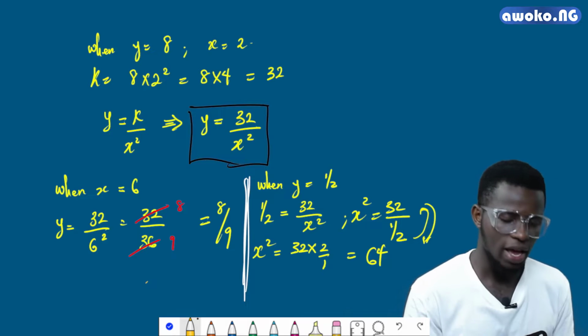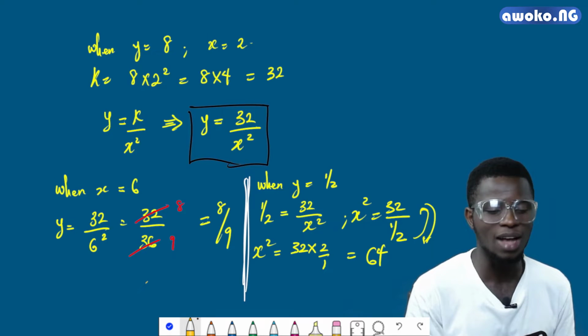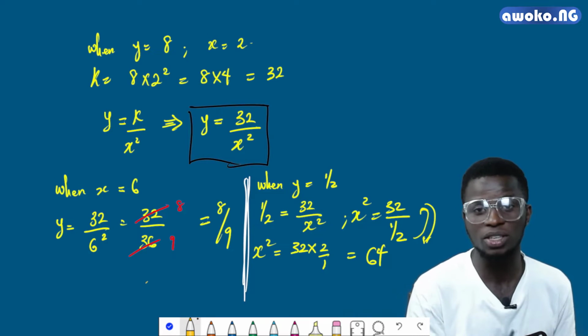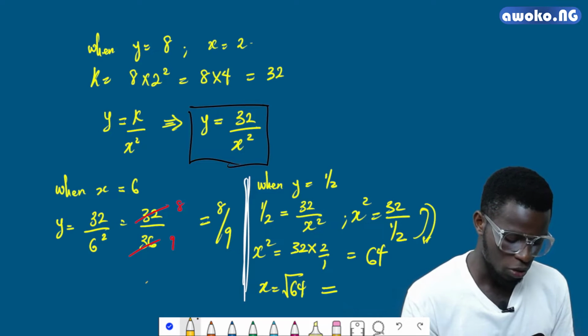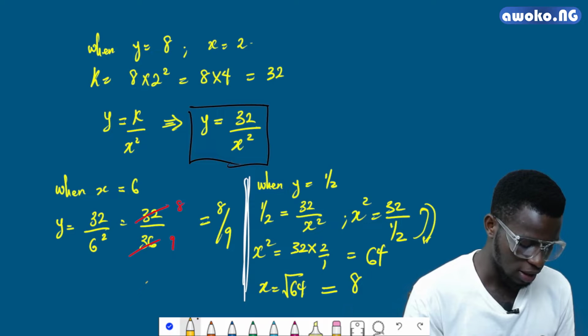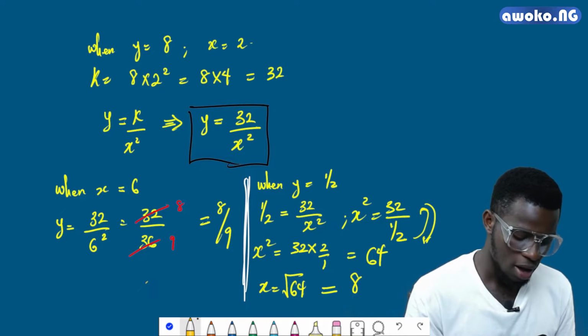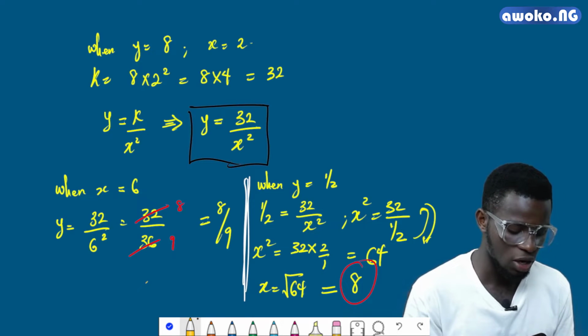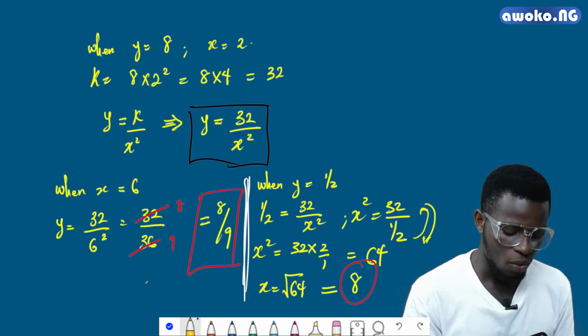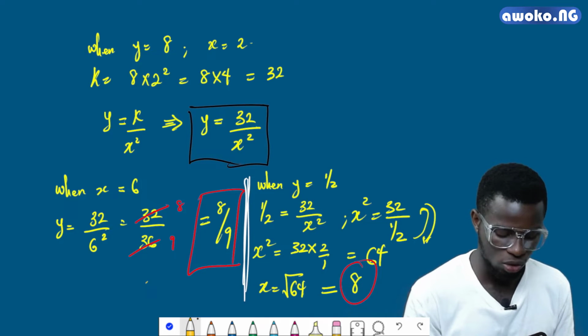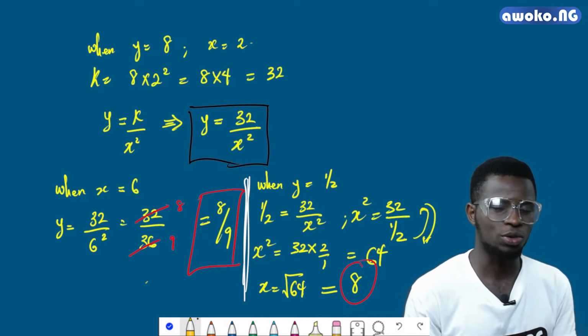Of course, X squared is equal to 64. We're asked to find the value of X, not X squared. So X will be equal to the square root of 64, which is equal to 8. 8 is our final answer. So when X is equal to 6, Y is equal to 8 over 9. And when Y is equal to 1 over 2, X is equal to 8.